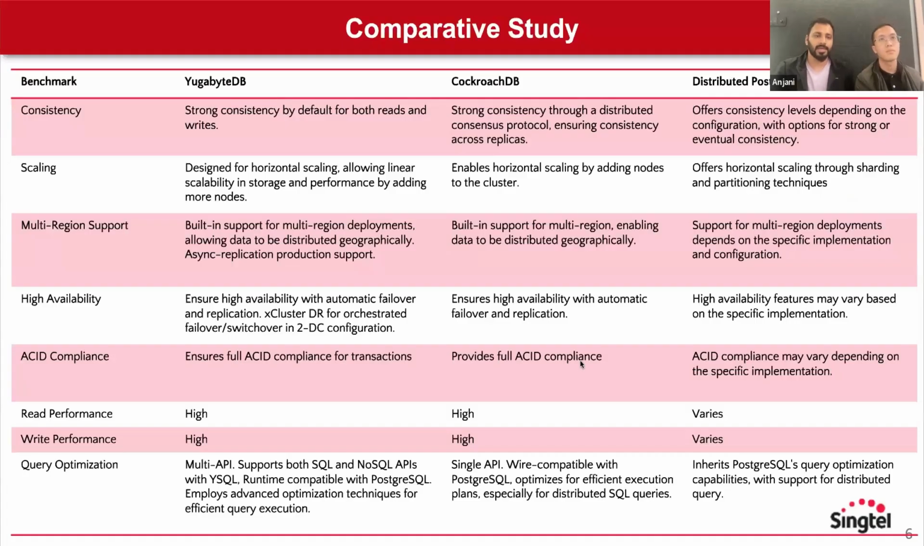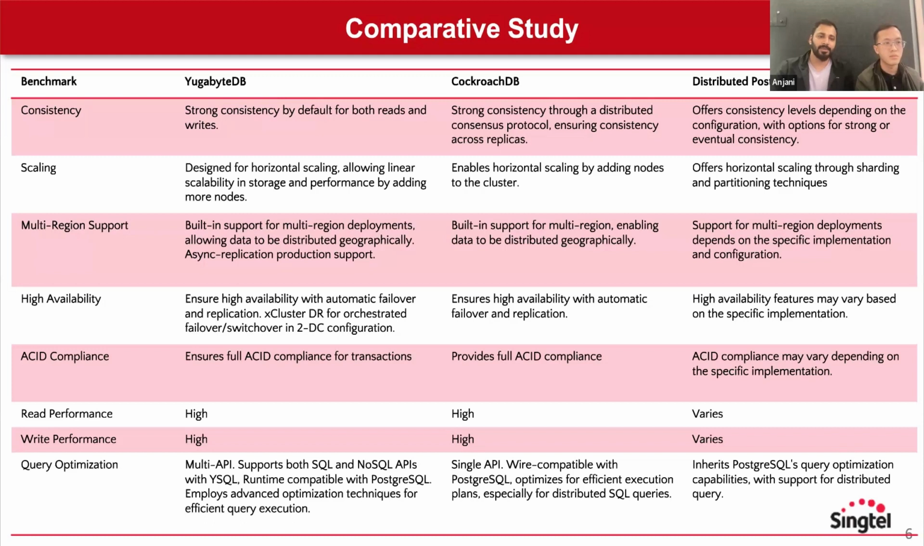Coming to the comparative study, before migrating our current systems, we conducted this study among different distributed database providers. The key aspects for us were high availability, consistency, scalability, where we can see YugabyteDB fits perfectly in comparison, as it provides high availability with automatic failover and replication. It provides strong consistency in single cluster and is designed for horizontal scaling.